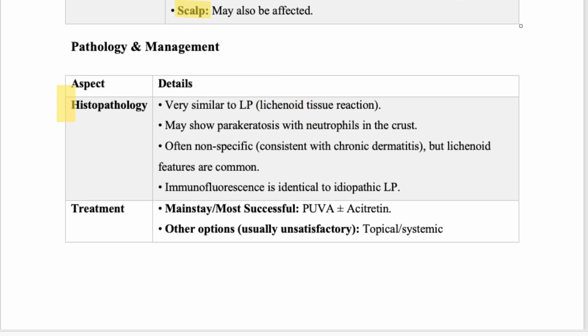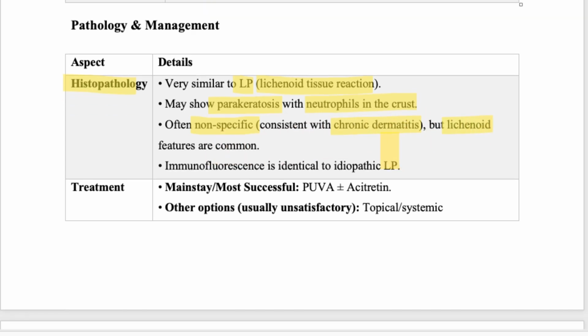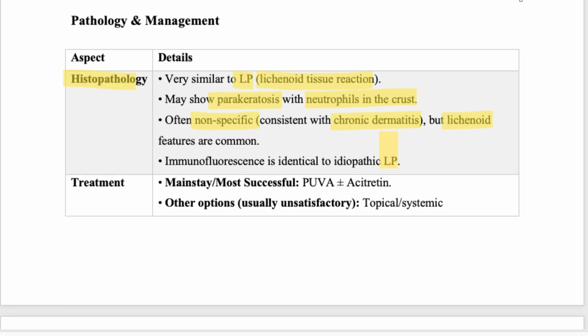If in doubt, if we do a histopath, the picture is going to be almost similar to lichen planus. That is, a lichenoid tissue reaction would be there. So we can see the band-like lymphocytic infiltrate at the dermoepidermal junction. But in this case, we can also see parakeratosis with neutrophils in the crust. And oftentimes it may also be non-specific and consistent with chronic dermatitis. But lichenoid features are commonly observed on many histopathological pictures of KLC patients. Even immunofluorescence is identical to idiopathic lichen planus.